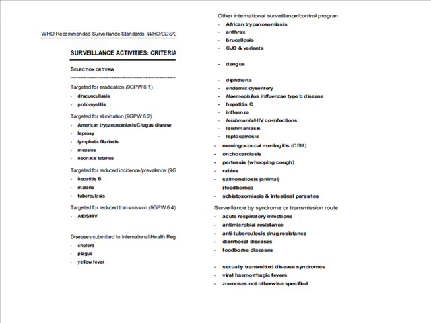Slide 5. The World Health Organization produced recommended surveillance standards in 1999. WHO standards are organized around communicable diseases of interest, including those for eradication, elimination, reduced incidence or prevalence, reduced transmission, and those that were subject to international health regulations. It also approached surveillance by syndrome or transmission route.